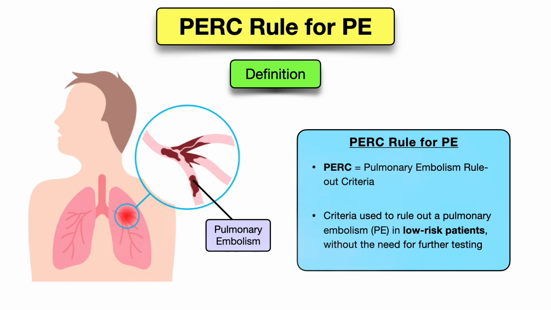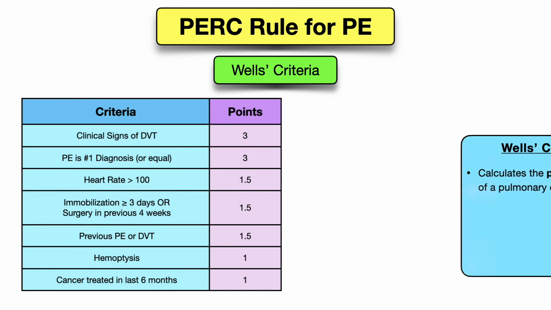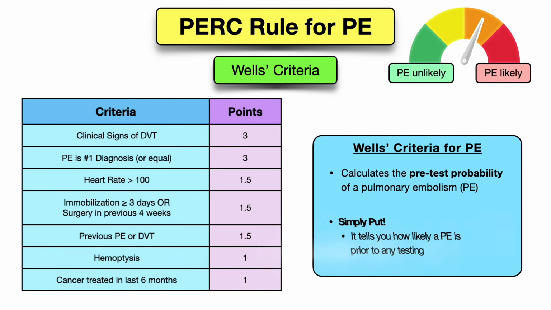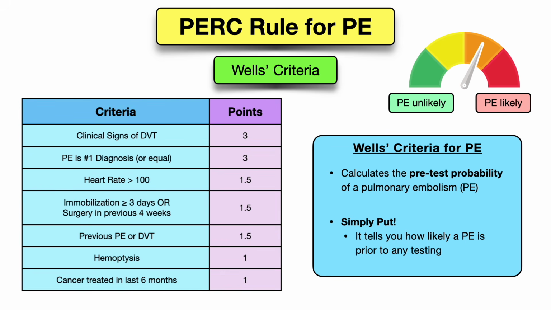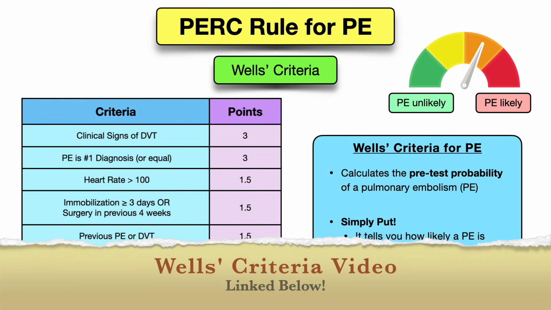Now that we've gone through the criteria, let's talk about how to apply it. Remember we said the PERC rule can only be used on patients who are low risk for a PE. So first we have to determine, is the patient low risk? You can do that using Wells criteria for pulmonary embolism. The Wells criteria calculates the pretest probability of a PE. To put it simply, it tells you how likely a PE is prior to any testing, which helps risk stratify patients. We have an entire video on Wells criteria linked down below. Make sure to watch that.